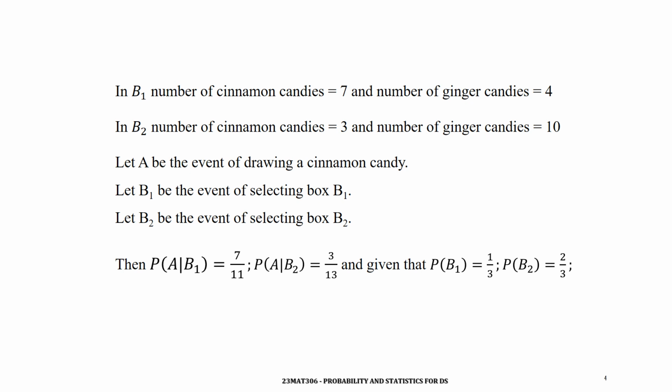So then conditional probability. The probability of A given B1 is 7 by 11. The probability of A given B2 is 3 by 13. The probability of B1 is equal to 1 by 3 and the probability of B2 is equal to 2 by 3.